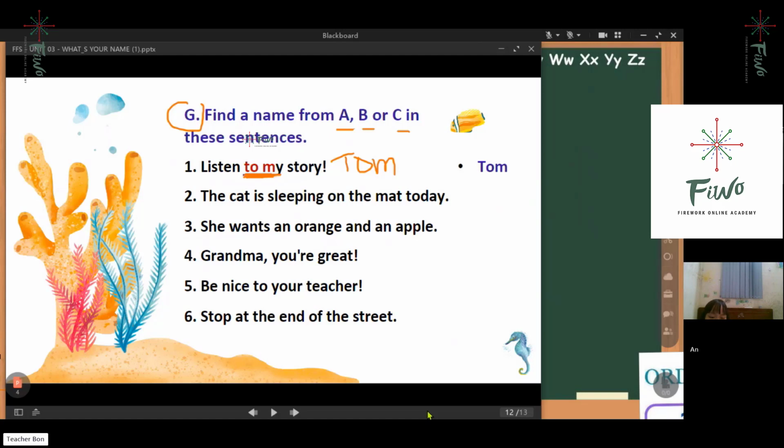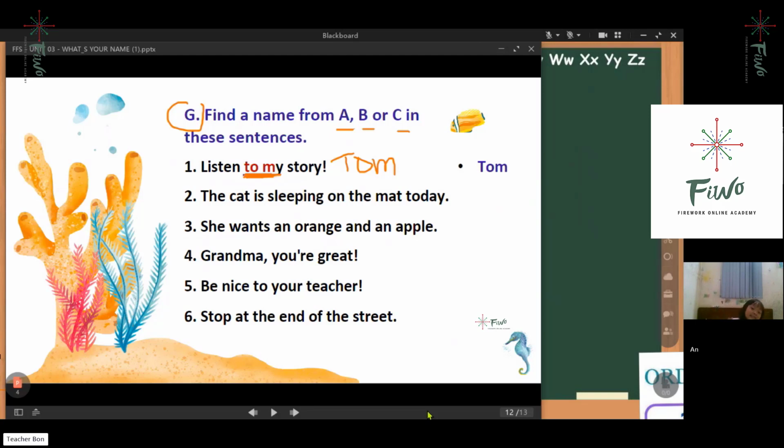Number six, stop at the end of the street. Stop at the end of the street. What name can you make? What name can you find? Yes, name of a girl. Auntie? Where did you get the word auntie? Okay. The correct answer is Pat.